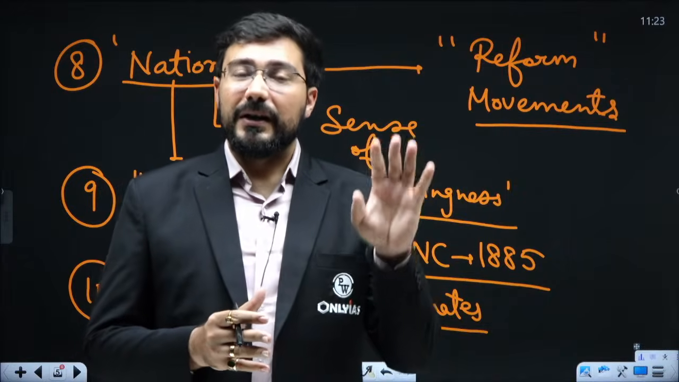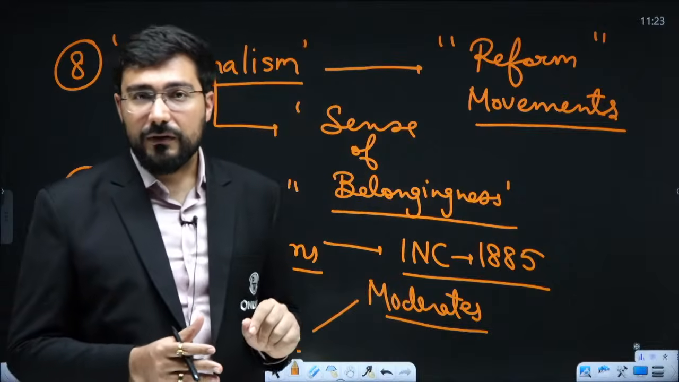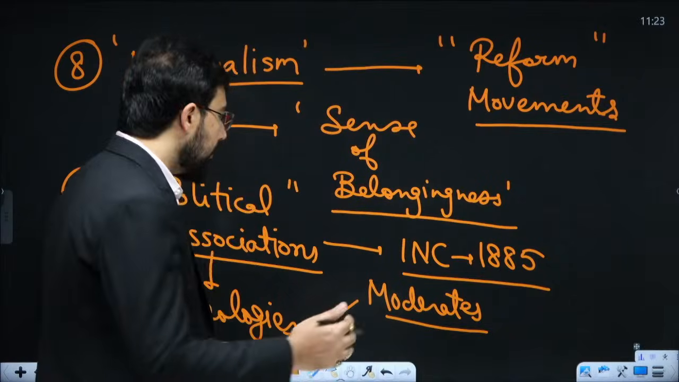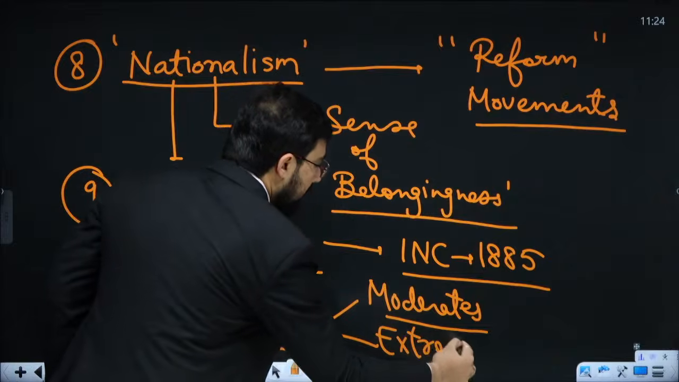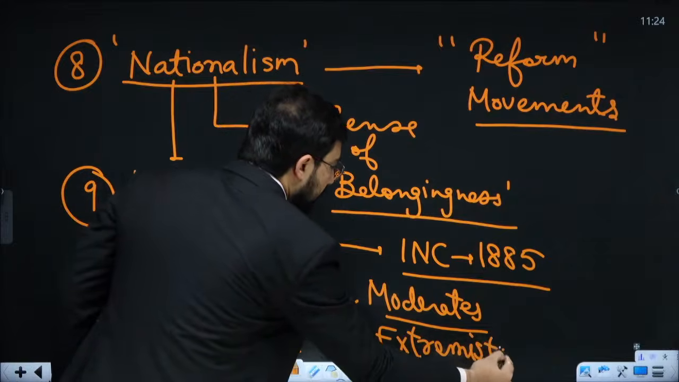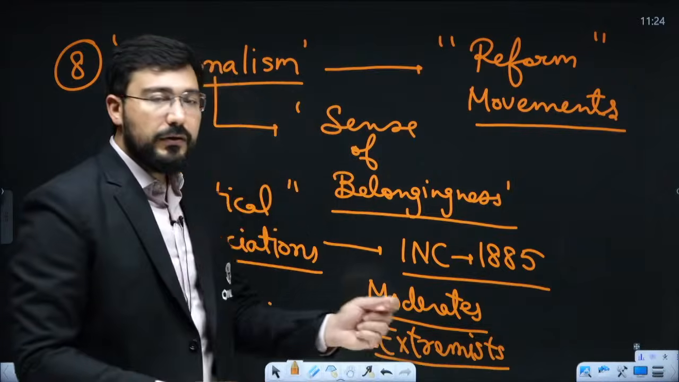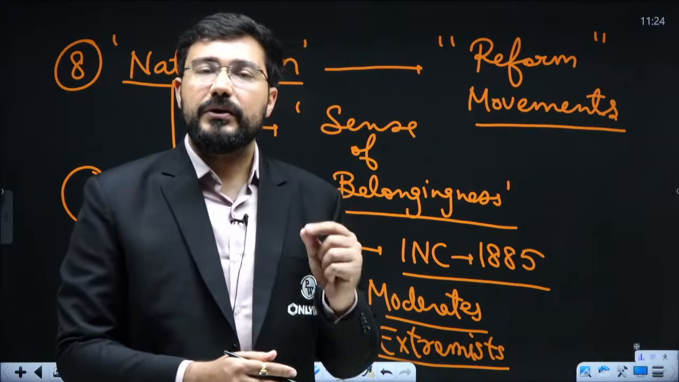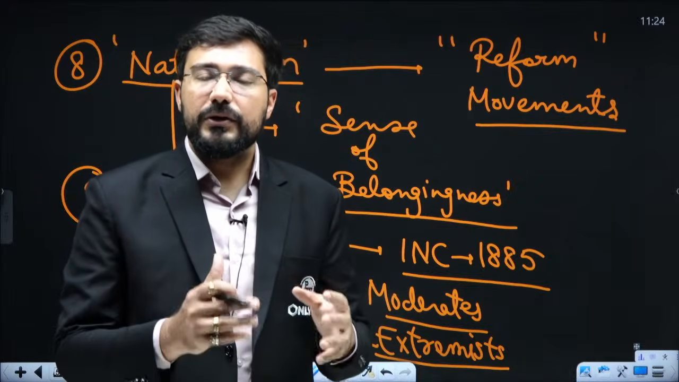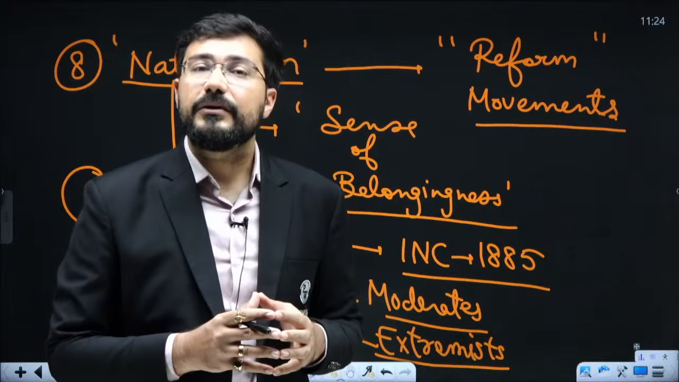And that's why, starting from 1905, we see the rise of a new faction within Indian politics, and they are known as extremists. Three people are very prominent in this group, which includes Bal Gangadhar Tilak, Lala Lajpat Rai, and Bipin Chandra Pal. These three became the major trio who are going to fight against the British rule.